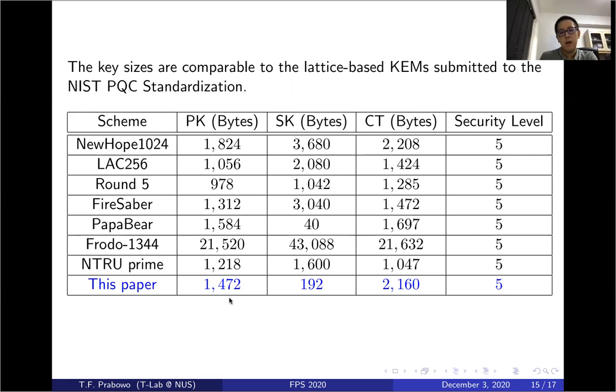And we found that our parameter size is comparable to others. It's sometimes better, like this one is better than Papa Bear and New Hope, but it's sometimes worse than others, like worse than Round5, for example. But again to remark that most of these schemes mostly have decryption failure, and our scheme does not have decryption failure, and the size is still comparable.